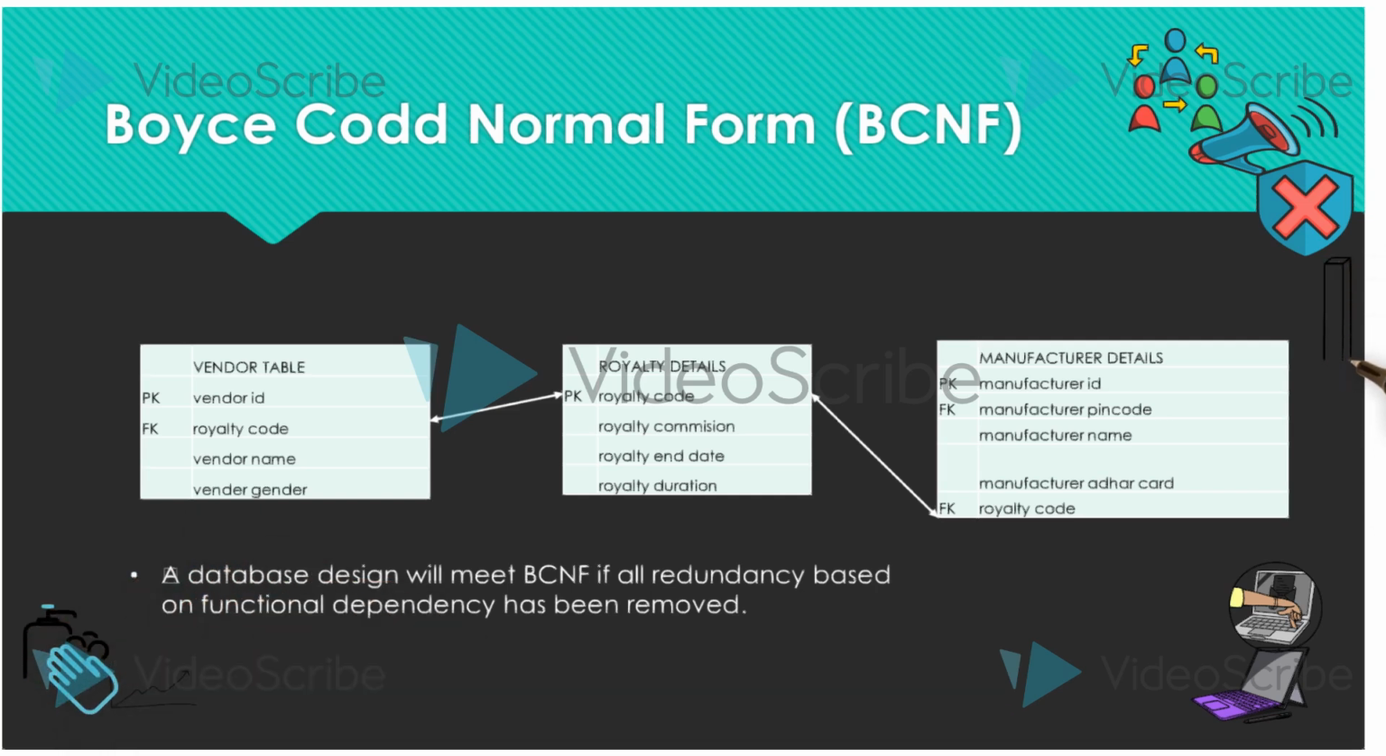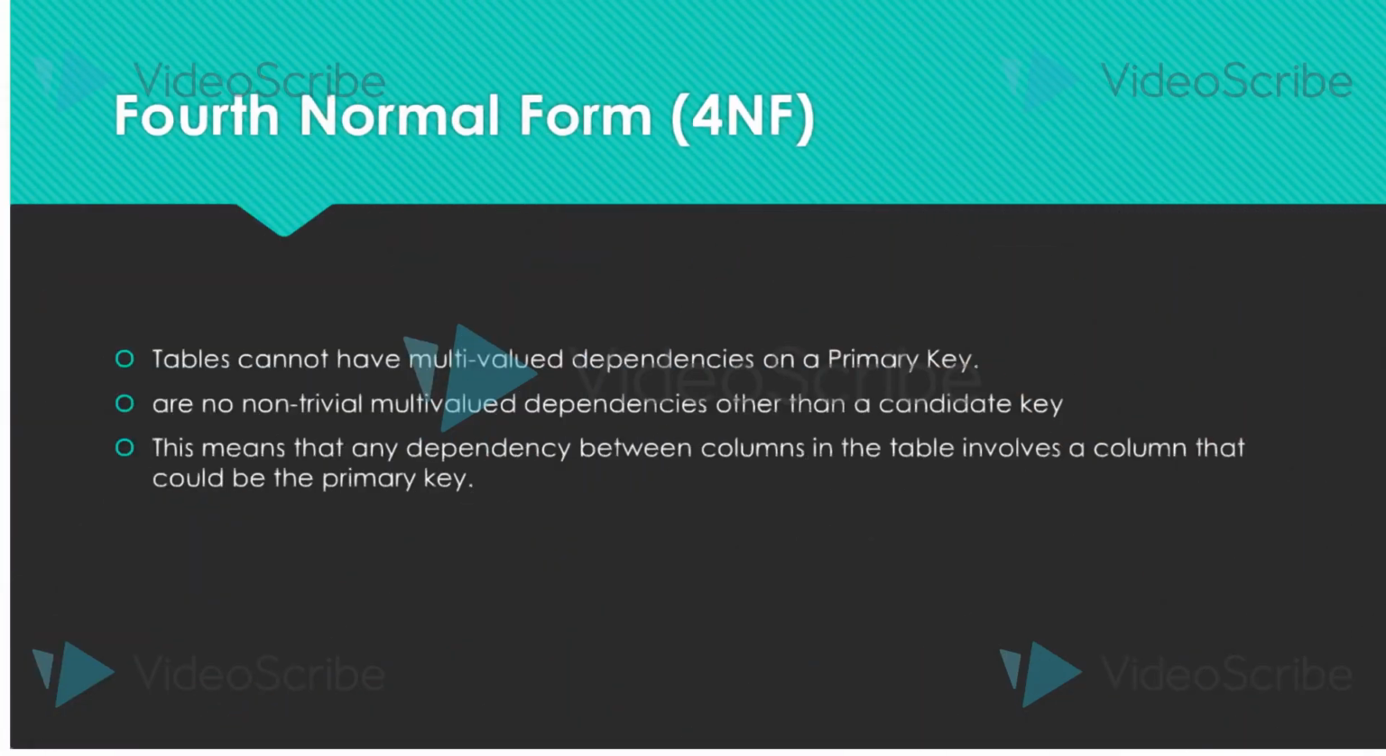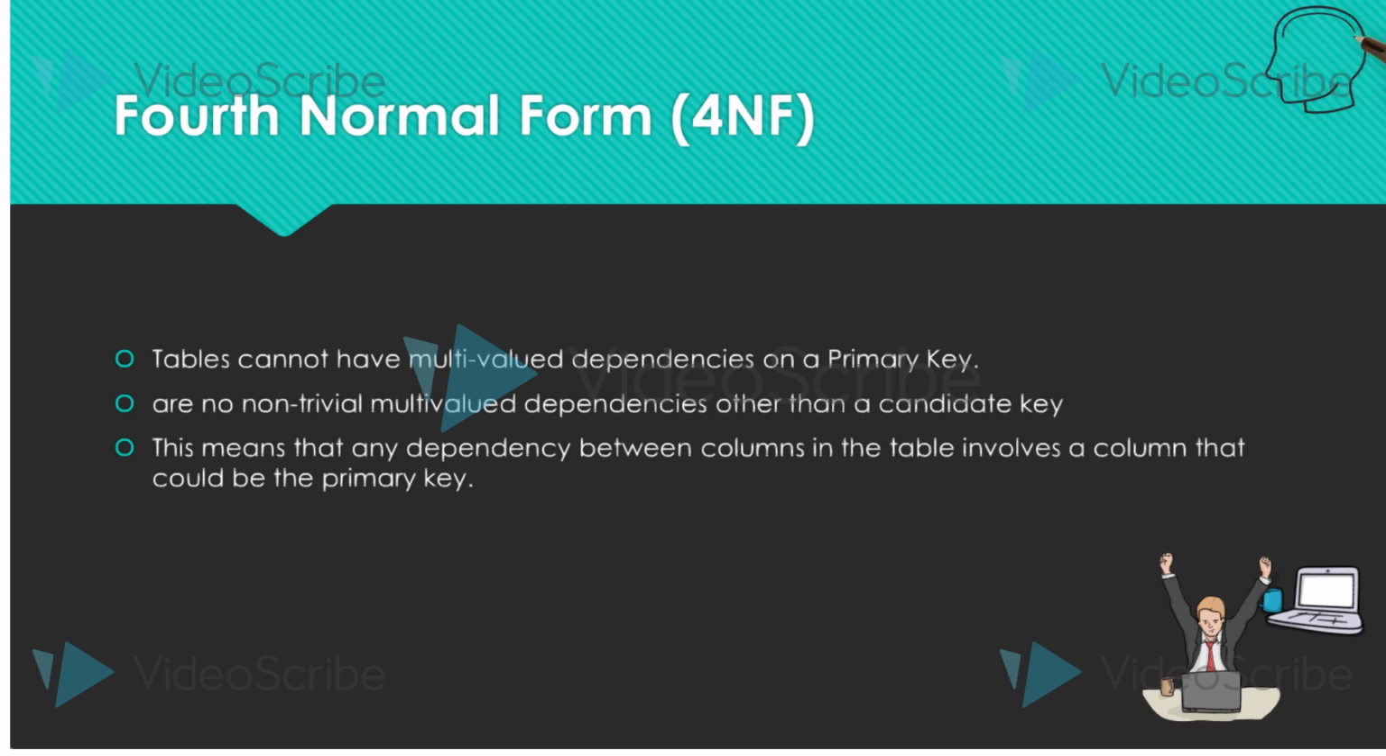Fourth normal form. Tables cannot have multi-valued dependencies on a primary key. There are no trivial or multi-valued dependencies other than the candidate key. This means that any dependency between the columns in the table involves a column that could be the primary key.